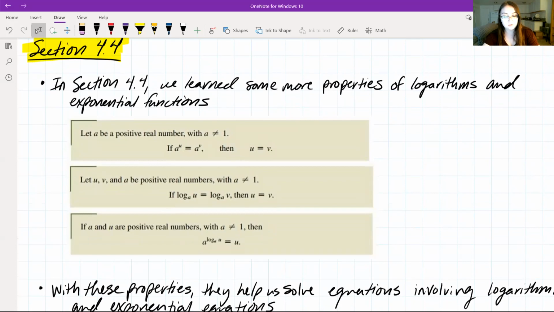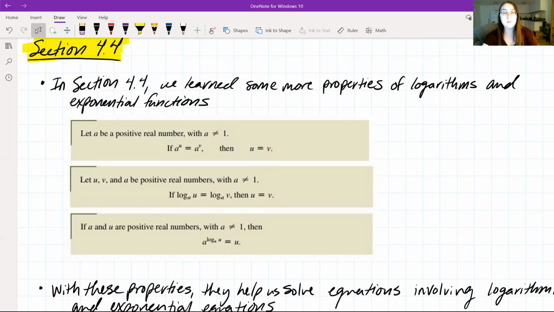Then we have, let u, v, and a be positive real numbers with a not equal to 1. Then if we have log base a of u is equal to log base a of v, then u is equal to v. Lastly, if a and u are positive real numbers with a not equal to 1, then a raised to the power of log base a of u is just going to be equal to u. This very last property, we actually learned back in section 4.3. They just replaced u with the value of r.